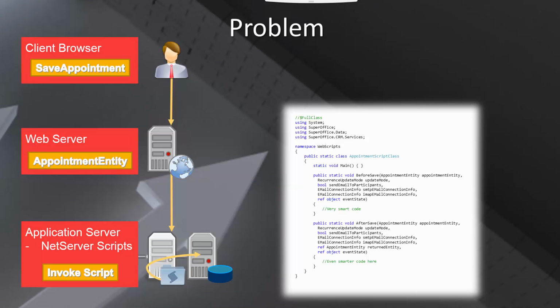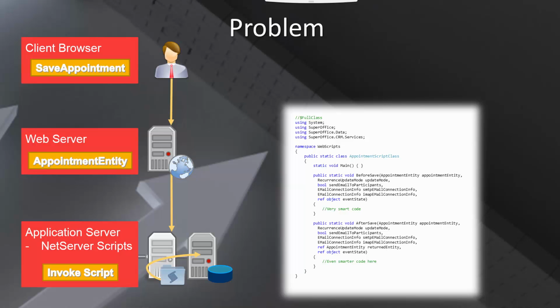The save method accepts 5 arguments. You can see them here. There's the appointment entity, the recurrence mode, whether or not an email should be sent to the participants, and if true, some email server information. The last argument that we see here is to be used by you, consumers of the scripts. You can set the state argument to any type you want, and that state will be passed in the subsequent events for that same method.